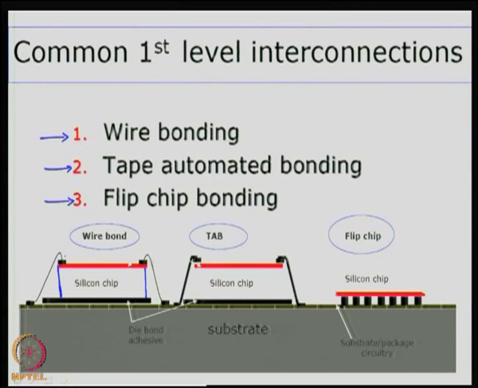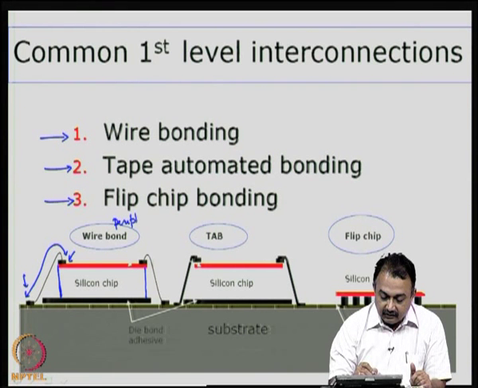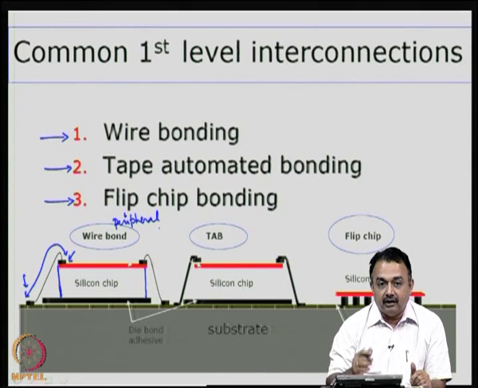Then you have the wire bond. The wire is drawn like this from the bond pad of the die to the bond pad on the substrate, right. So, this is basically done on the periphery. This is a cross sectional figure. So, you can imagine that you can have n number of pins at the periphery.